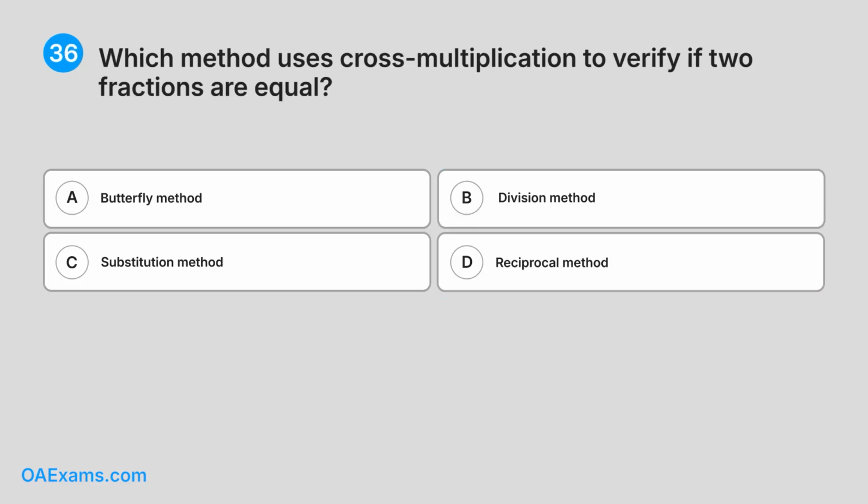36. Which method uses cross-multiplication to verify if two fractions are equal? A. Butterfly method. B. Division method. C. Substitution method. D. Reciprocal method. Can you guess the answer?